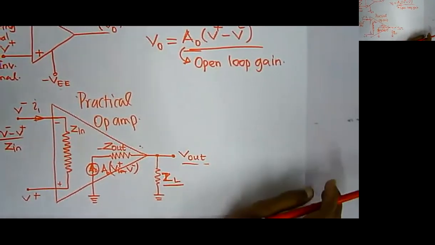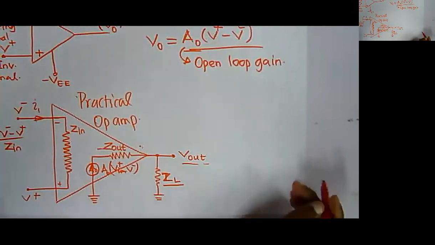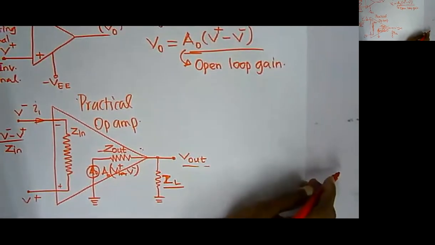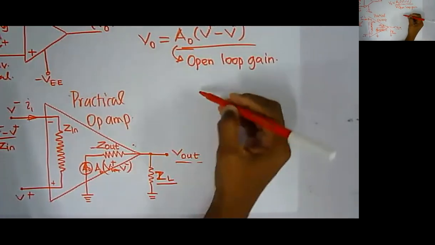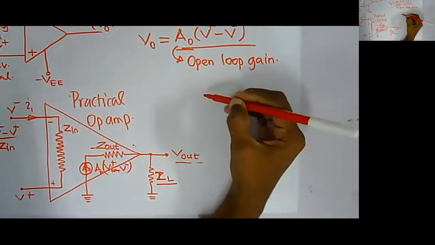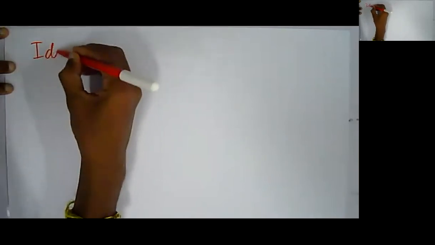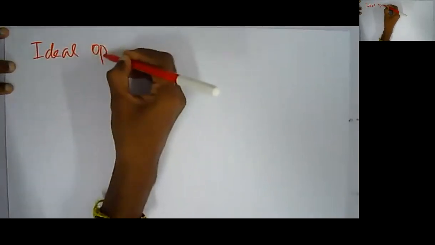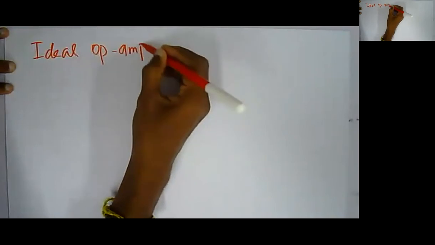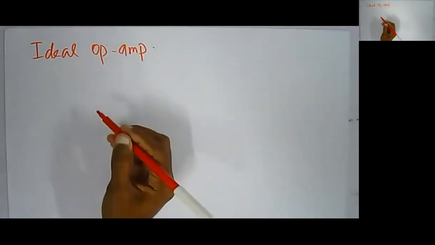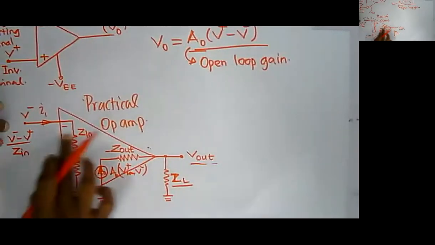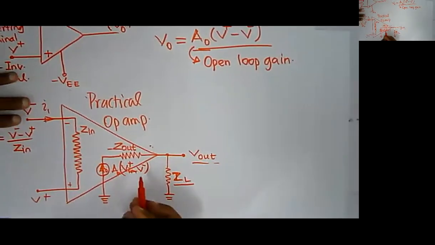Now we assume, to simplify the circuits only, a hypothetical device which is an ideal operational amplifier. We have about 6 or 7 properties of an ideal operational amplifier. As I said here, this is the practical operational amplifier.